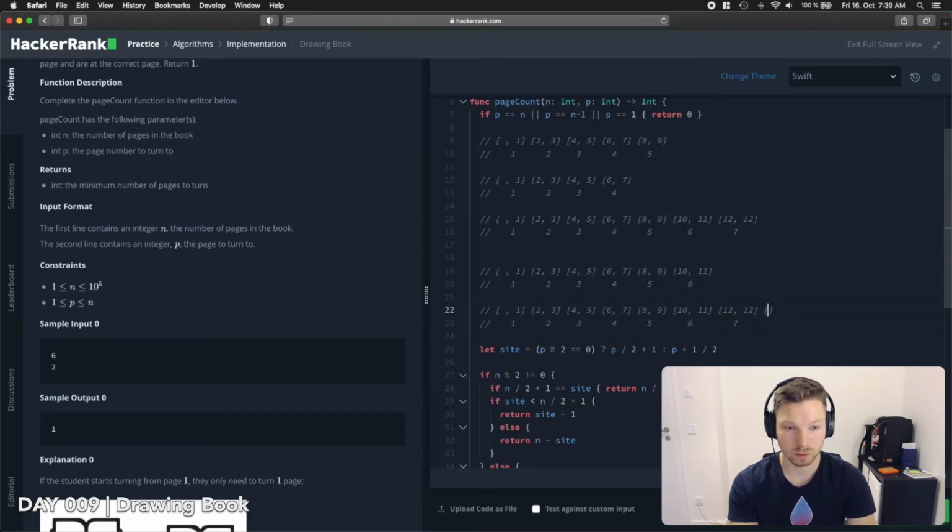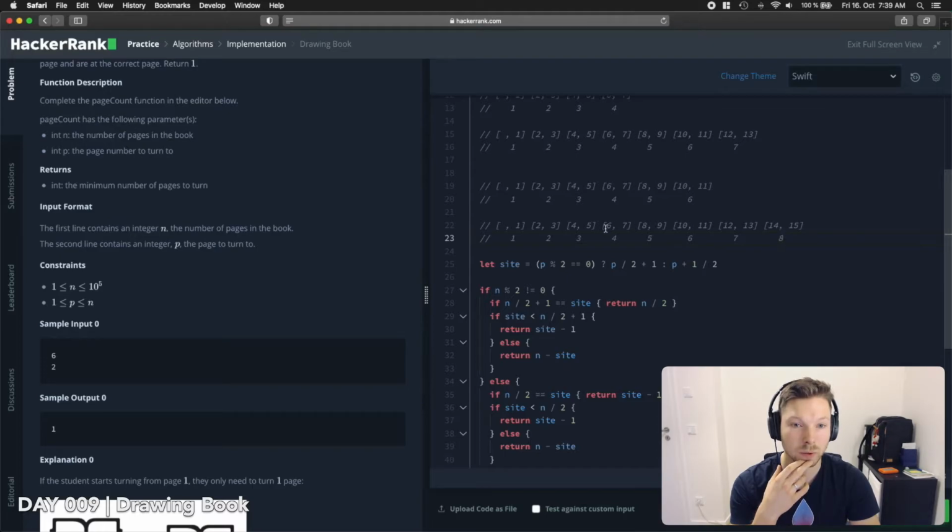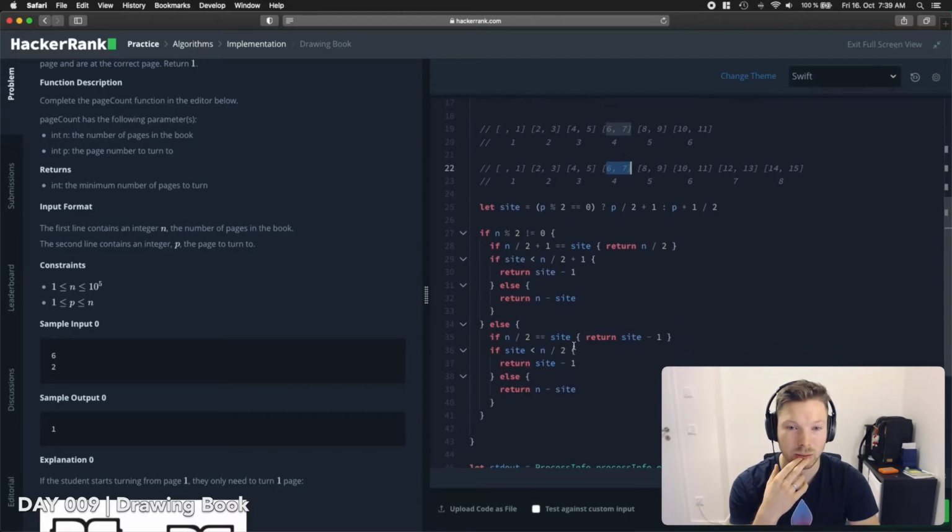Same applies to, say, let's go for a bigger one, like 13, 14, 15. If n divided by 2, it's 1, 2, 3, and this would be 1, 2, 3, 4. Let's see. It's equal to side, and if it's smaller, we want to go from left, which means it could be 2, right? This is 1 turn. It could be this one. Okay, yeah.